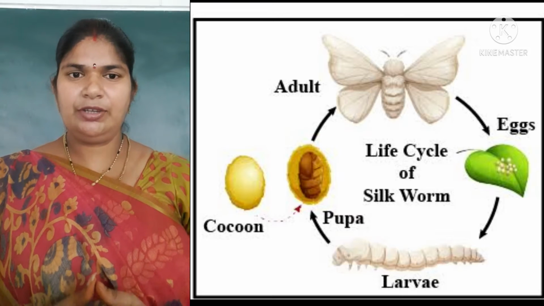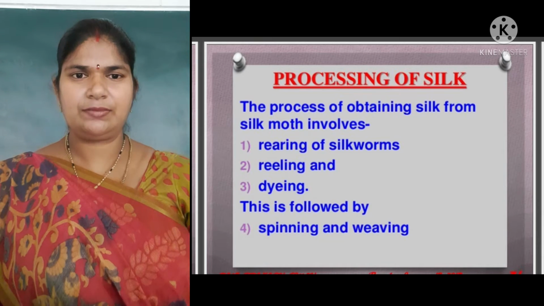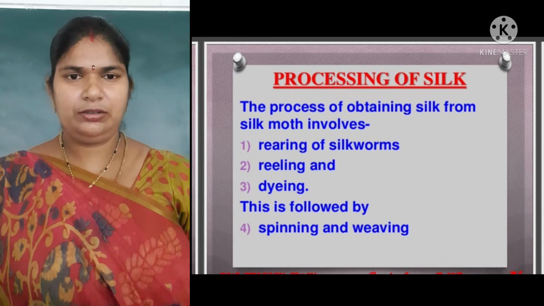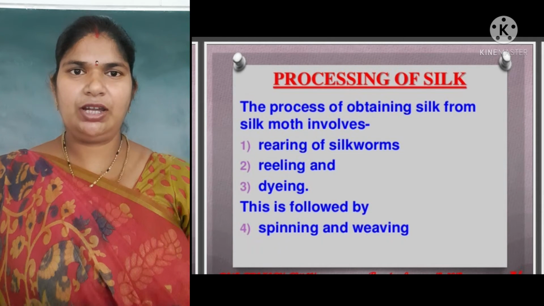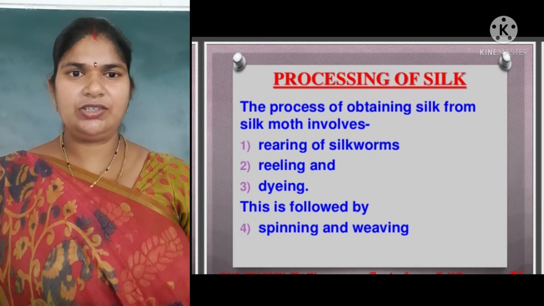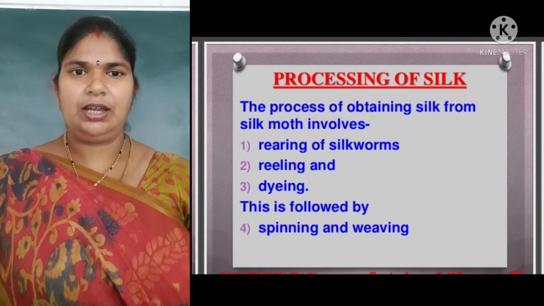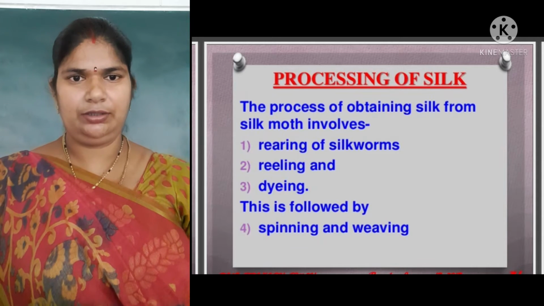Next, coming to the process of silk. The process of silk production involves first rearing of silkworms. Second is called reeling. The third is called dyeing, and the last step is called spinning and weaving.